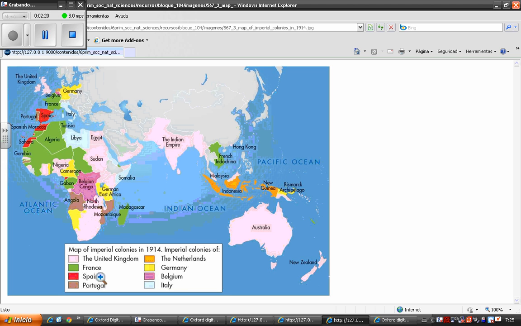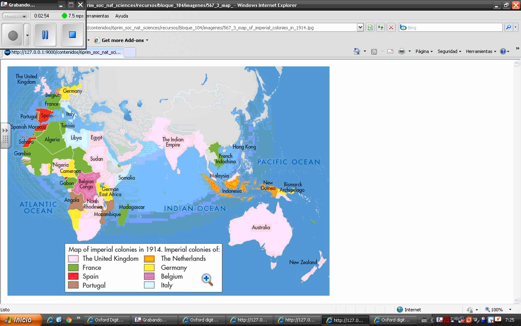In green, you can see the colonies that were occupied by France. That includes Algeria, Tunisia, Gambia, and French Indochina. In red, you can see the colonies that were occupied by Spain. That includes Morocco and Sahara. In this color tan, or brown, you can see the colonies that were occupied by Portugal. They include Angola and Mozambique.